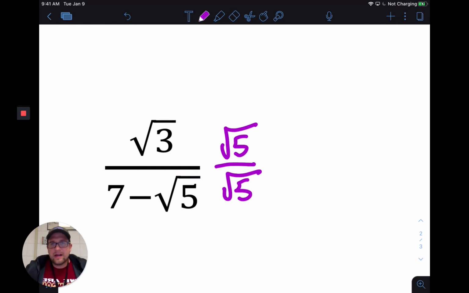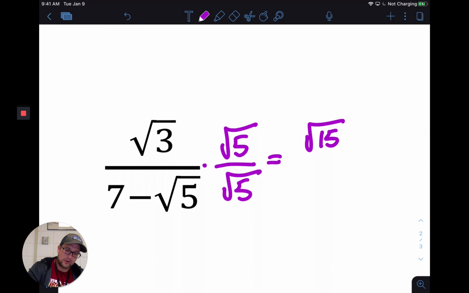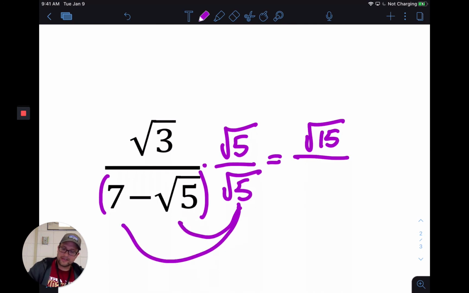But if I looked at this and I tried to multiply this all out, I would end up with the square root of 15 up top. And what happens here is that this is a quantity. So this square root of 5 needs to multiply to here, but it also needs to multiply to here. So when I take 7 times the square root of 5, I'm left with 7 square roots of 5. And if I multiply the negative square root of 5 by the square root of 5, I'll be left with the negative 5.